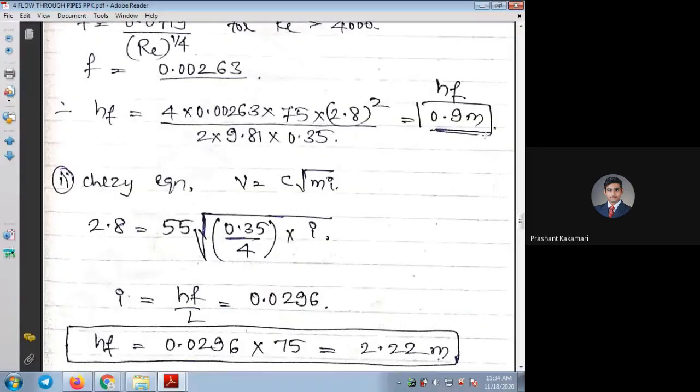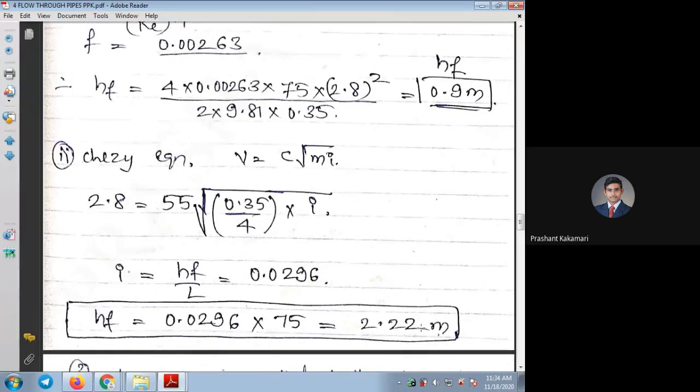See the error now. How much is the difference? By the Darcy-Weisbach equation, it is around 0.9 meters. By Chezy's equation, the losses are very high. 2.22 meters loss is only because of friction loss, which is told by Chezy's equation. And experimentally, if you find out, always the experimental values will be less than the theoretical values. So keeping that in mind, the Darcy-Weisbach equation will give a more accurate value, nearer to the experimental results than Chezy's equation.